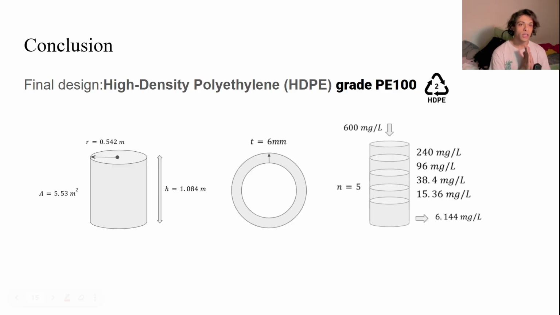So finally, this is everything. This is the conclusion. We have designed the area, we have designed the thickness, we chose the material, and we also designed the trays. So this is a full design for the filtration system that is usable, and that's everything.